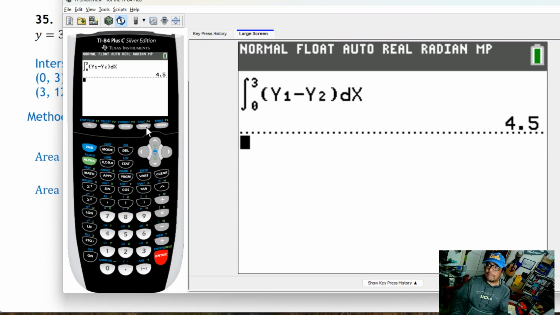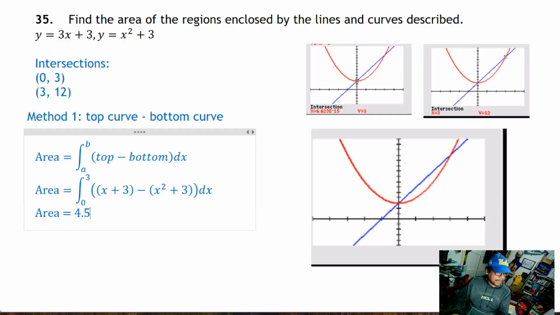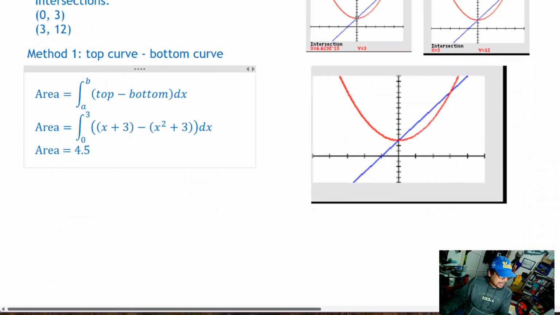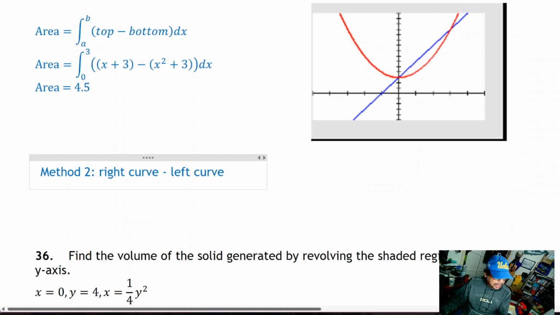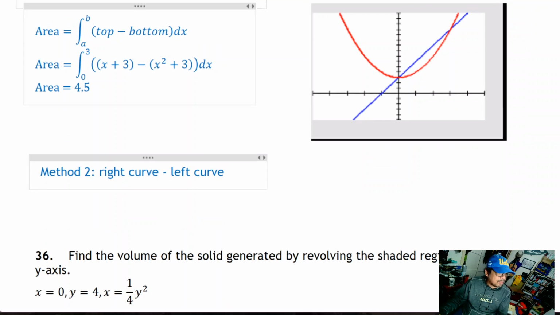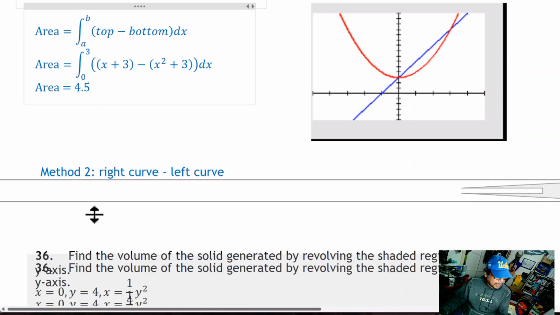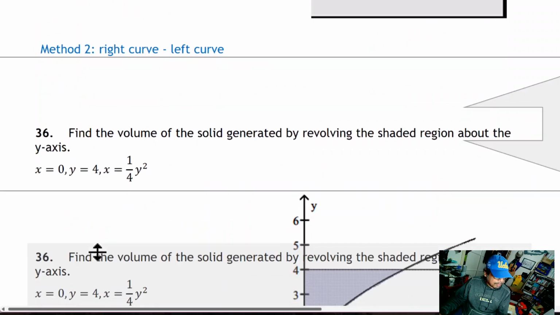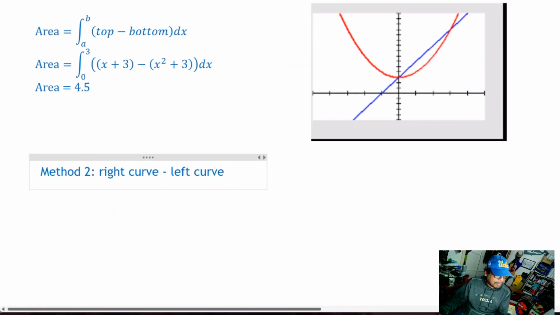It's 4.5. Sweet. Now, the other option for doing this would be method 2, which would be the right curve minus the left curve. This method is not something that you use incredibly often, but it is something which every now and then is handy to have in your arsenal. So for this one, we're going to have the area be the right curve minus the left curve.